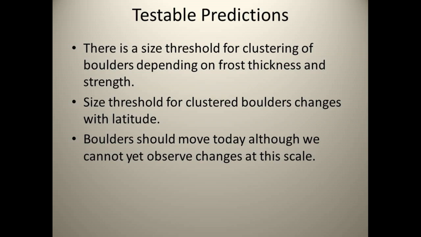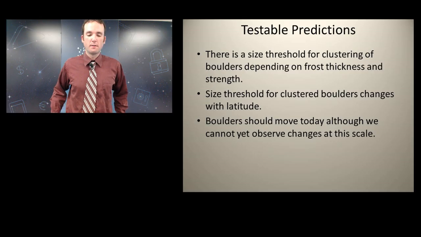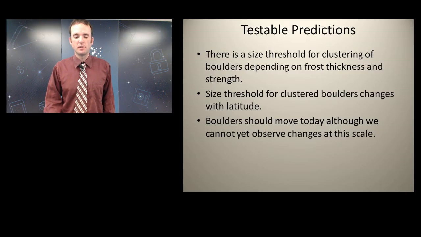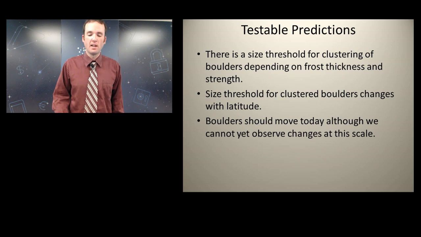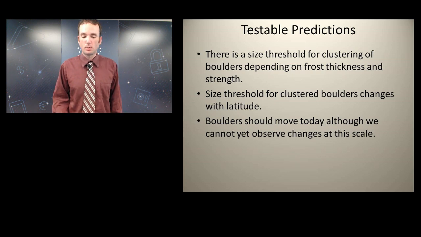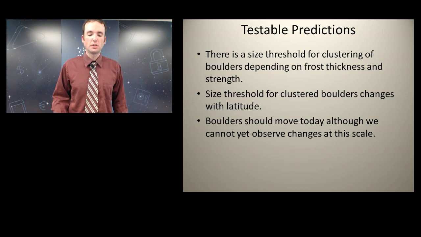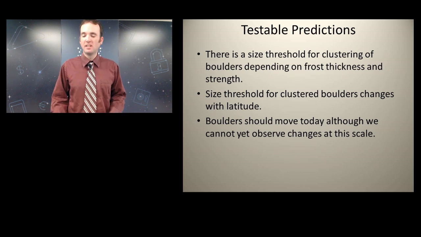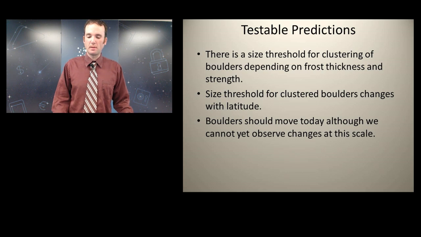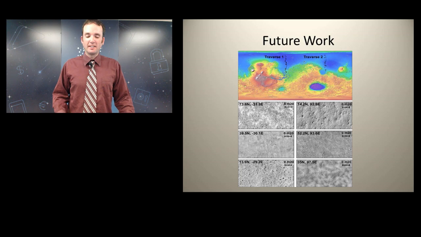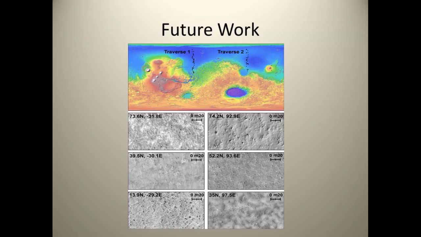There's a few testable predictions we can make based on this. First, the size threshold for clustering of boulders depends on frost thickness and strength. And so the size threshold for clustered boulders should change with latitude because the frost thickness varies with latitude. And the boulders should move today, although we cannot yet observe changes at this scale. Tenth of a millimeter is not enough to cut it when we're dealing with 25 centimeter per pixel imagery. However, I do hope to continue looking and test some of these predictions.